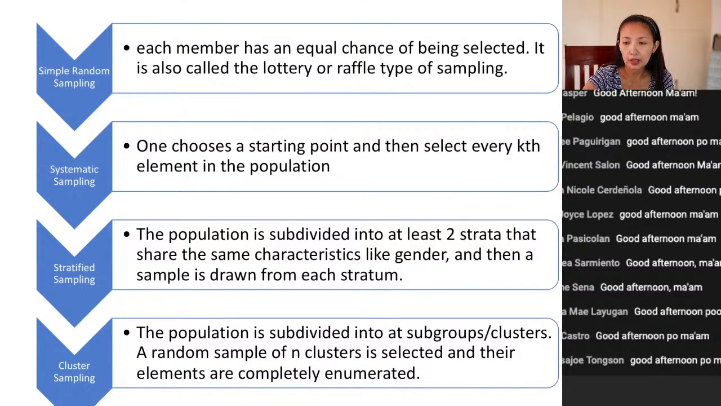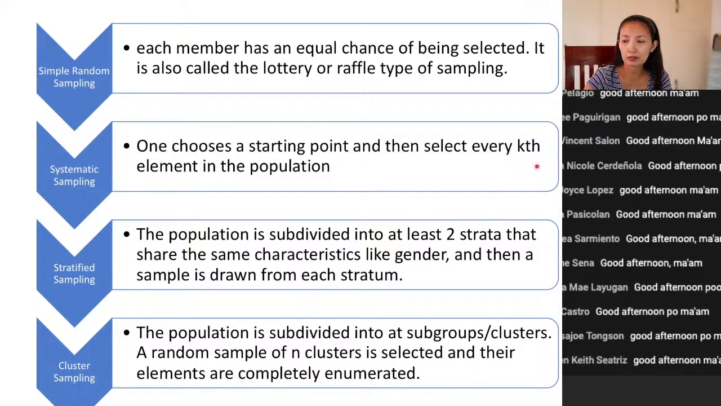Next, systematic sampling. What about systematic sampling? One chooses a starting point and then selects every kth element in the population. So I will start by picking out any member at random. So wala munang rule, any. Okay? So I would select any member at random. Then after that, I would select every kth element. This is predetermined by your population size and your sample size. So maybe every fifth element thereafter.